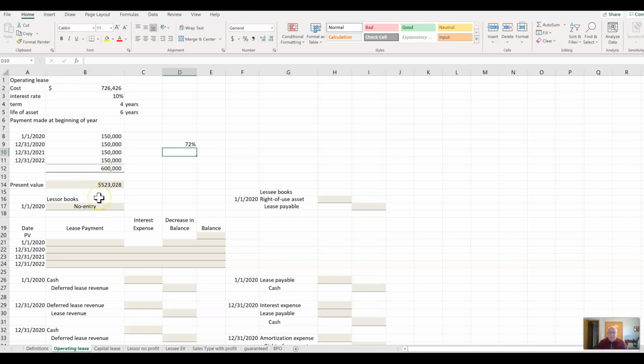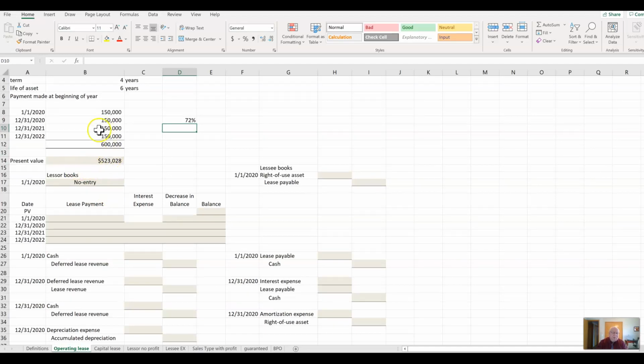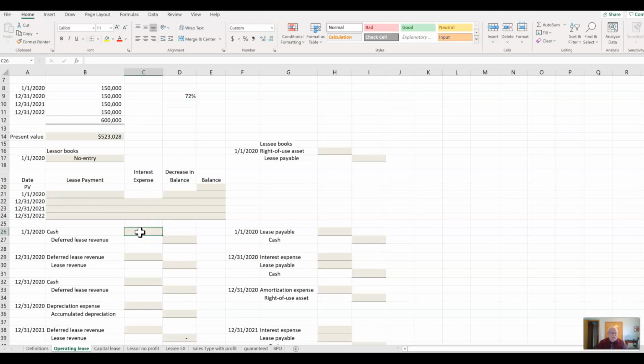We're going to do the lessor's books first because they're probably the easiest to do on this. We don't really care for the lessor at the initial. There's no entry for the beginning of it. We don't transfer the equipment to the other company because it's not a capital lease, so there's no entry for that one. However, there is an entry for the $150,000. So that's $150,000, and the deferred revenue is $150,000. That's for the January 1st payment.